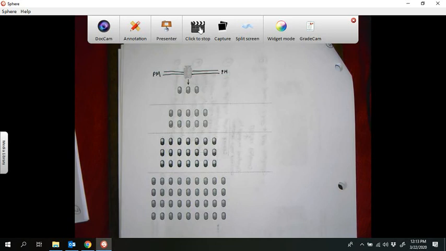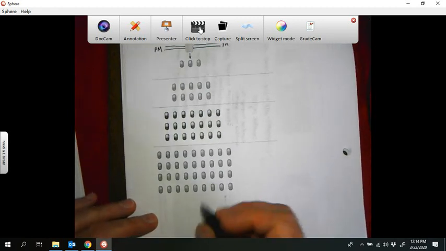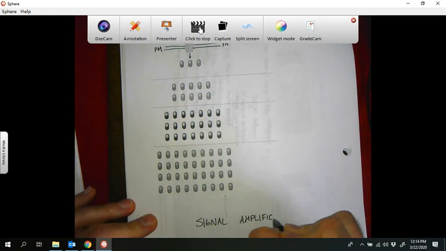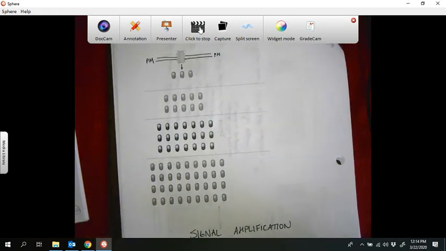So last two videos we talked about how membrane-bound receptors actually work with G protein and cyclic AMP. Now we're going to look at something called signal amplification. So that's what this whole process is called, signal amplification. And we're going to show how one hormone binding to a receptor can cause a cascade effect.